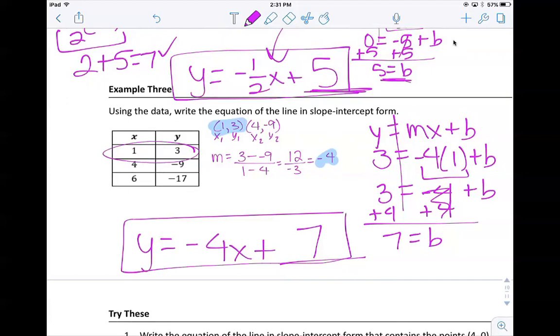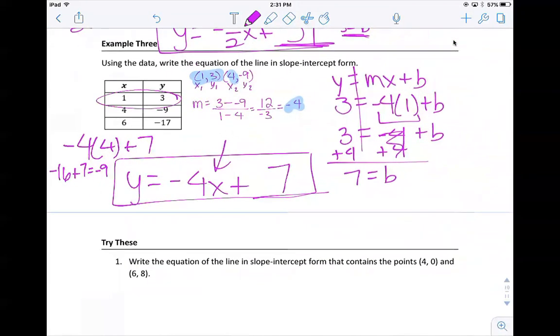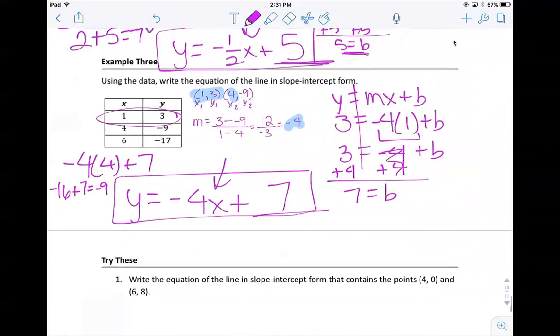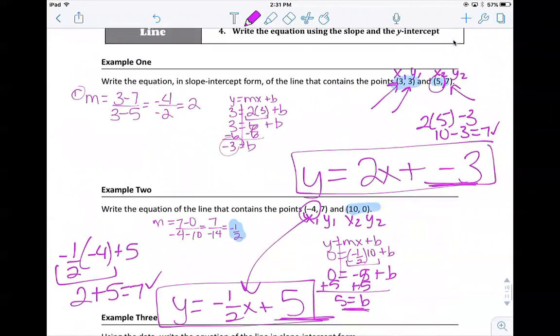Again, to check it, if we take our 4 and plug that back in here, -4 and 4 plus 7, we want to make sure that that gives us -9. So if we check, -4 and 4 is -16. -16 plus 7 is -9. So that does work out. So you can always check your answer. So you should never get these problems wrong because you can check your answer to make sure it's right.